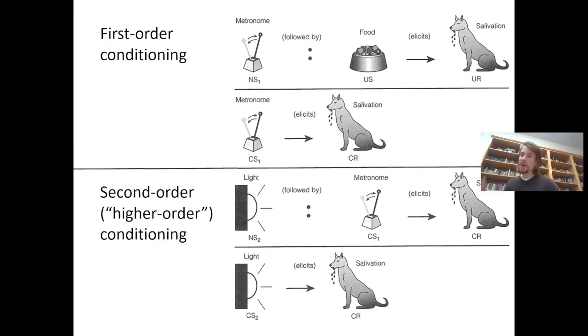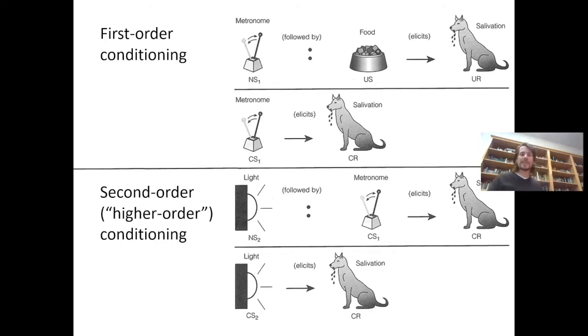So the metronome is a first order conditioned stimulus. We'd call that the CS1 because it was paired directly with that naturally significant, biologically significant unconditioned stimulus, the food, right? And the light is now a second order conditioned stimulus. It's the CS2 because it acquired its ability to elicit salivation without ever being paired directly with that naturally significant US, okay? The food. So again, that's called second order conditioning or higher order conditioning.